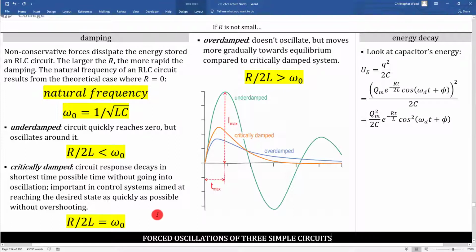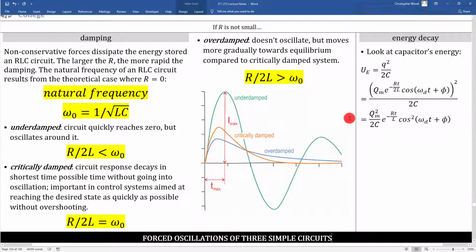If this R over 2L damping term equals the natural frequency, we refer to that as critically damped. Critically damped means the system decays to zero in the shortest time possible with no bouncing above and below equilibrium. If this damping term R over 2L is greater than the natural frequency, we refer to that as overdamped. An overdamped system doesn't oscillate but moves more gradually towards equilibrium compared to critically damped systems.